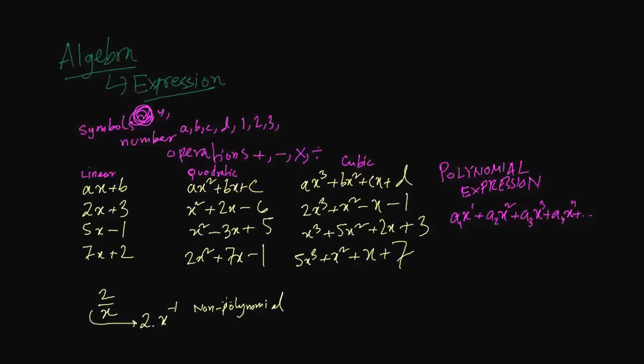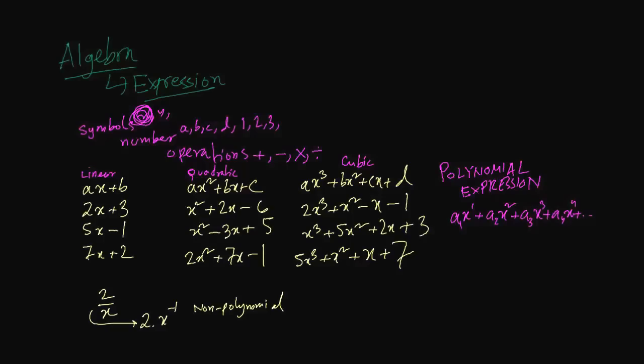So an expression is something made up of variables referred to as symbols, usually x, and numbers a, b, c, d, or 1, 2, 3, 4, 5, 6, 7, 8, and operations, which are plus, minus, multiplication, division. And in the syllabus, what we have is polynomial expressions, where the power of x when upstairs has to be positive. Non-polynomial expressions are anything else. So most of the expressions in the world are non-polynomial expressions. You have to remember that.